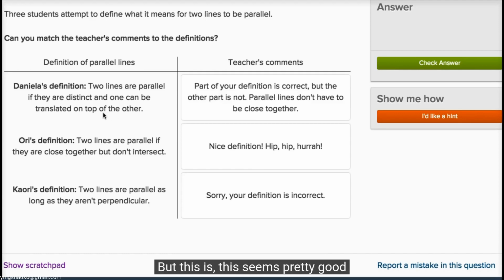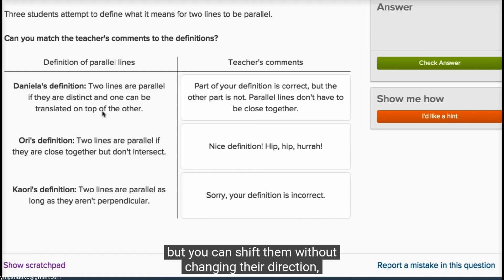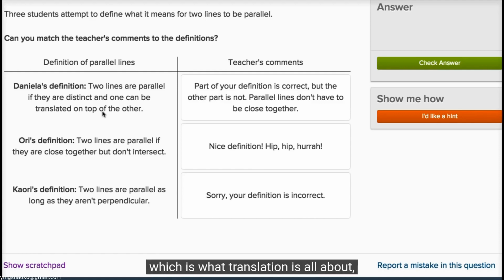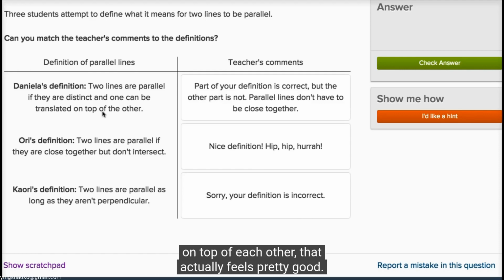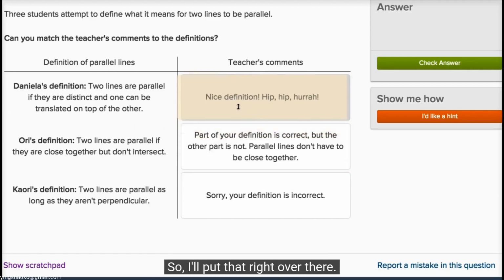But this seems pretty good, because if you're translating something, you aren't going to rotate it. You're not going to change its direction, I guess one way to think about it. And so if you're translating one, if they're 2 different lines, but you can shift them without changing their direction, which is what translation is all about, on top of each other, that actually feels pretty good. So I'll put that right over there.